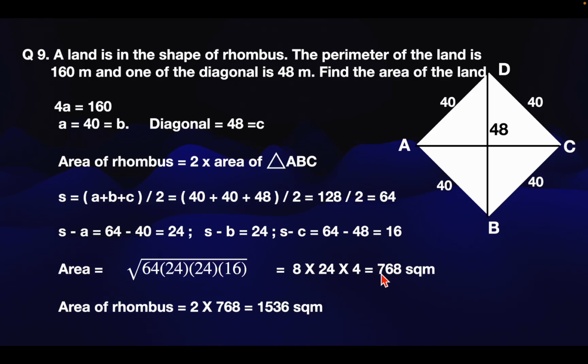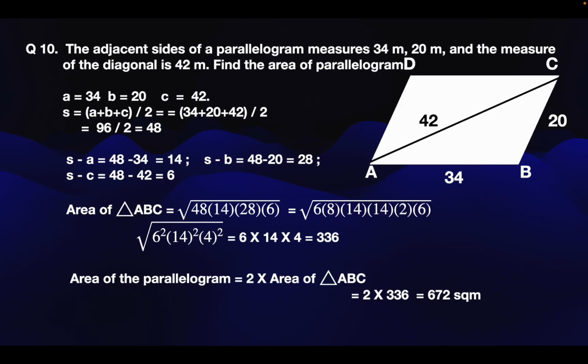Then find out these values and find the area of this triangle ABC. It is 768 square meters. Now the area of the rhombus is 2 times this value because both these triangles are equal triangles. So 2 into 768 is 1536 square meters.